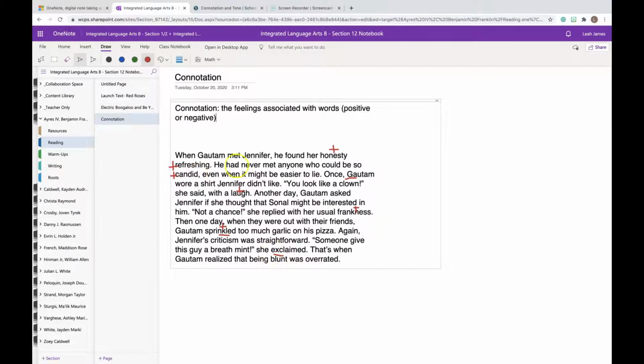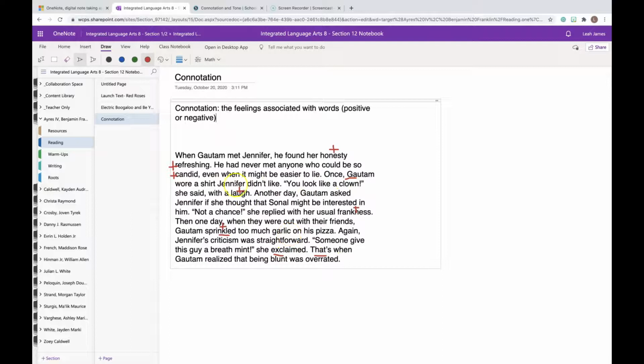So we have this change from her being honest and candid, which are very positive, to being more criticizing and blunt, which is negative. And that word overrated is negative as well. So based on the change in connotations of the words, we go from several positive to very negative.